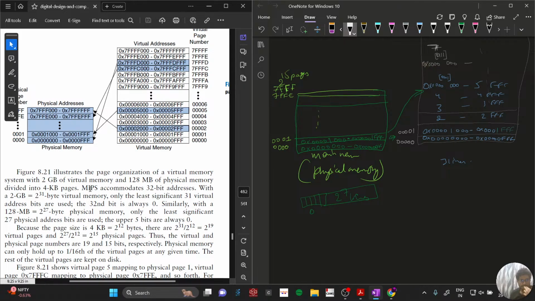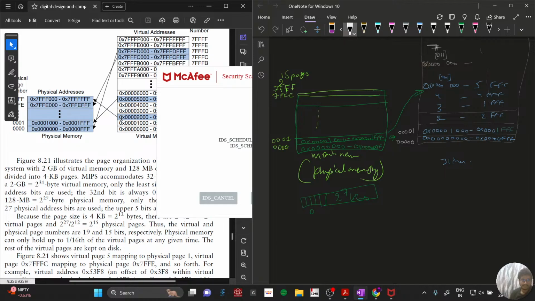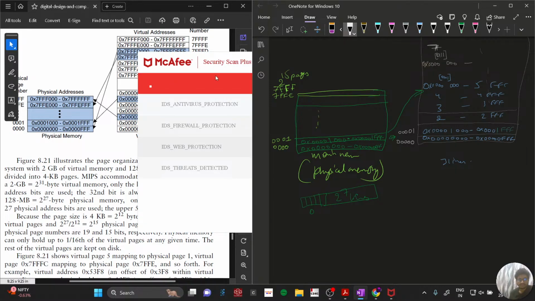Yep, like there are 2^19 pages, so we need 19 bits to address them. So triple FC will contribute 16 bits and 7 is 3 bits. That is the thing.